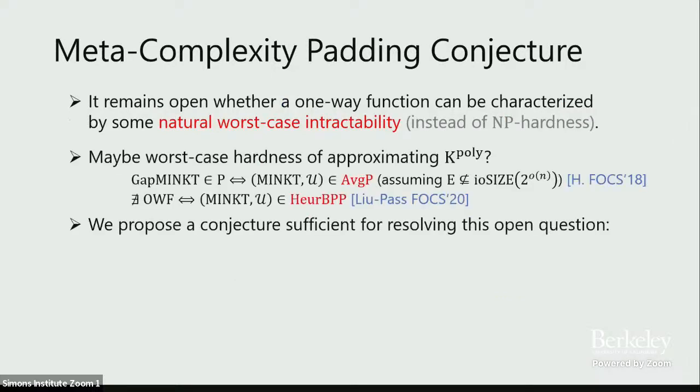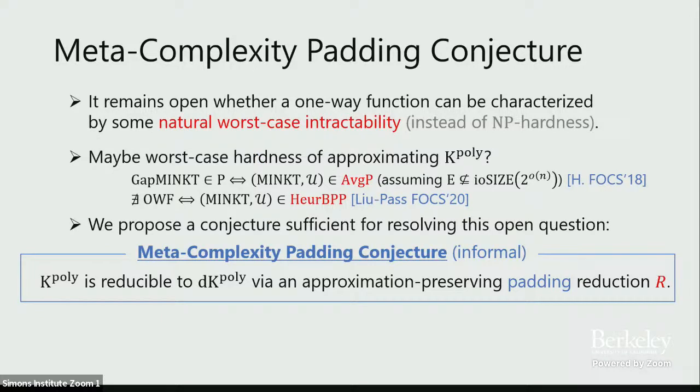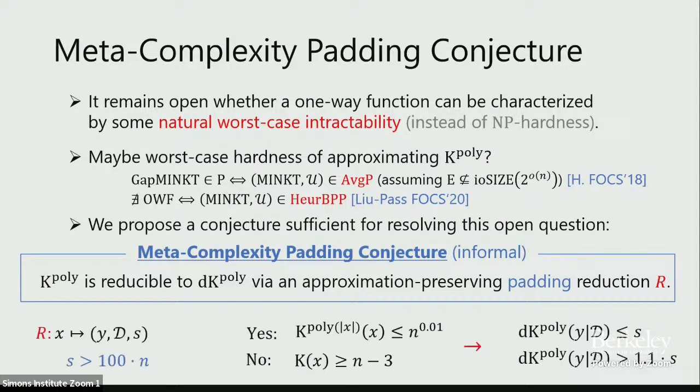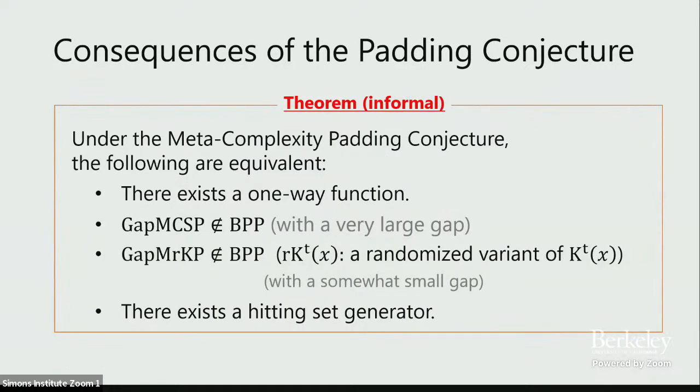I don't have time to explain it in detail, but in the paper I propose a conjecture which I call the metacomplexity padding conjecture, which says that time-bounded Kolmogorov complexity is reducible to distributional Kolmogorov complexity by using an approximation-preserving padding reduction, which means that the size parameter can be increased in a certain sense. Under this conjecture, we can get a nicer characterization of one-way functions by using the hardness of gap MCSP and time-bounded Kolmogorov complexity. So if this conjecture is true, then there is a one-way function if and only if gap MCSP is hard in the worst case.